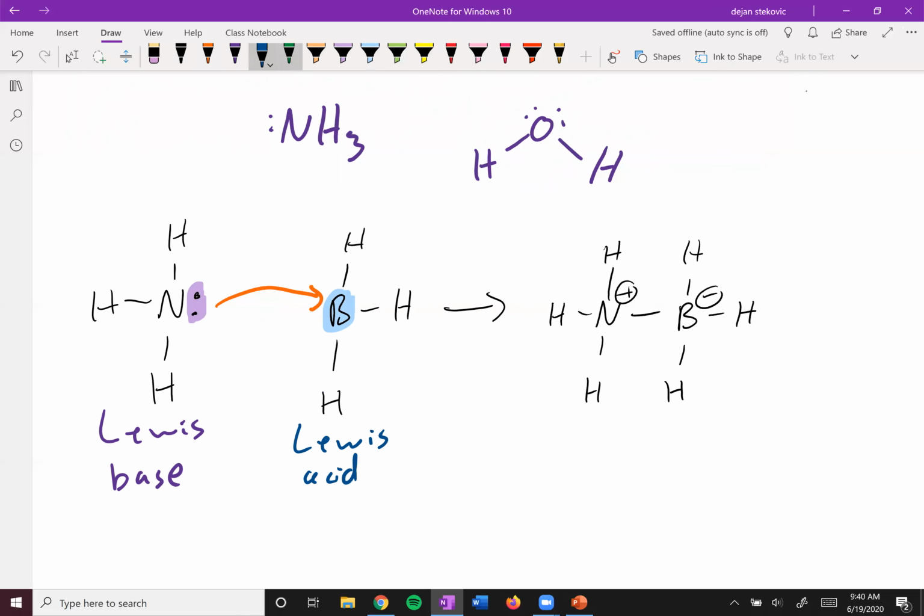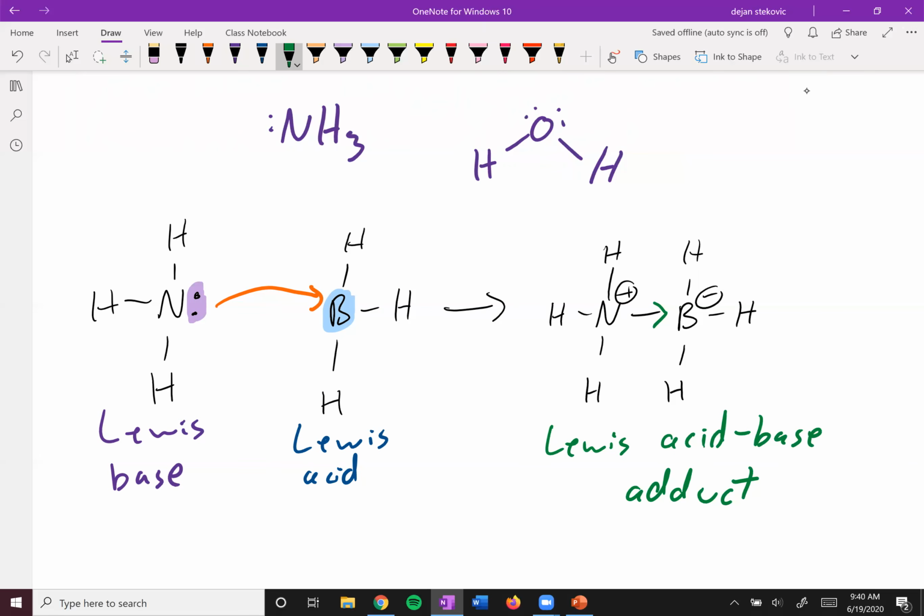And then the product is called a Lewis acid base adduct, or otherwise known as a coordination compound. Sometimes you'll see an arrow instead of a bond, something like that. That's becoming less and less common, but that's just to indicate where the electron pair is coming from. It's coming from the nitrogen to the boron.